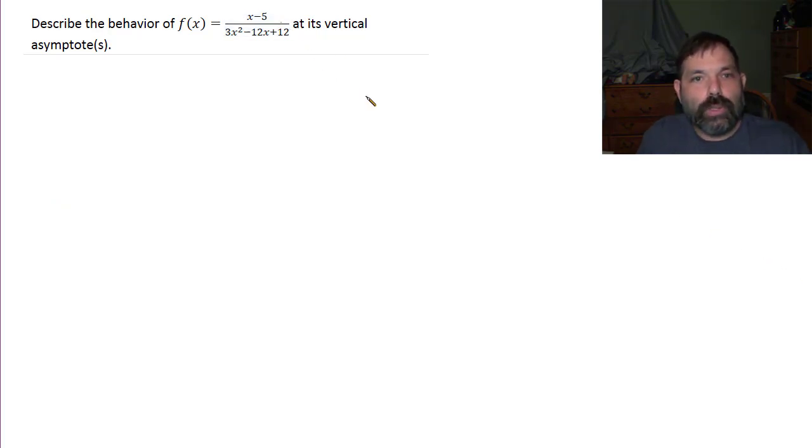So here's another function. The function is x minus 5 over 3x squared minus 12x plus 12. And so what I would recommend you do is to pause and try this exercise out on your own. Describe the behavior at its vertical asymptotes by using limits.